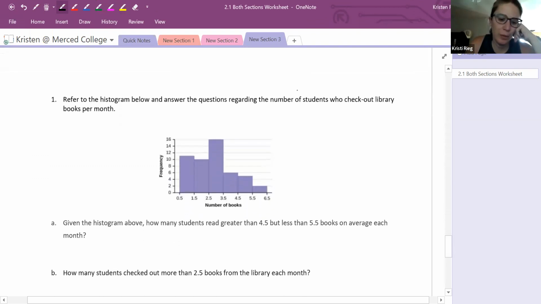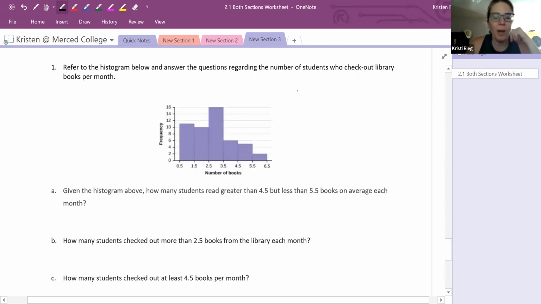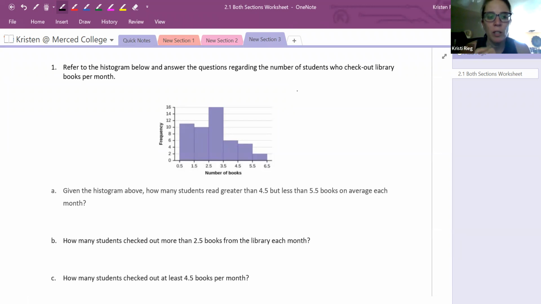Okay, so looking at this first one, this is a great time to talk about the numbers. A lot of times you'll see the numbers at the bottom be in decimals, and this is why. Because this is talking about the number of students who checked out library books. I think it's actually the number of books that they read. I don't know. Okay, number of books that they checked out. And so you're not going to check out half a book, right? You're going to check out a whole book. But oh, this is not, yeah, the number of students and how many books they checked out.